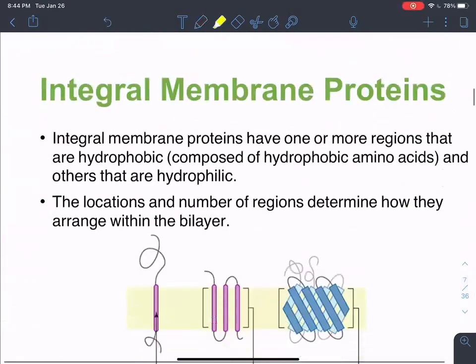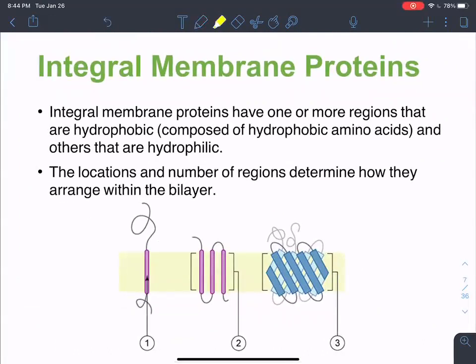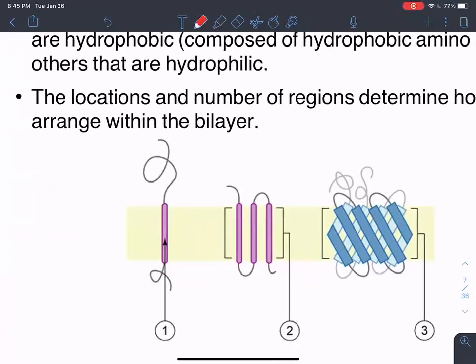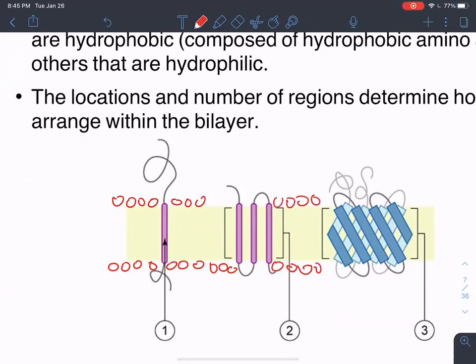All right. So let's talk a little bit about integral membrane proteins. Integral membrane proteins have one or more regions that are hydrophobic, composed of hydrophobic amino acids, and others that are hydrophilic. So if I were to ask you a question, where are the hydrophobic amino acids of integral membrane proteins located? Well, they can only be in one place. If this is the phospholipid bilayer right here on both sides with their polar head groups all the way down, I'm just going to draw this real quickly. And then they're polar, right?